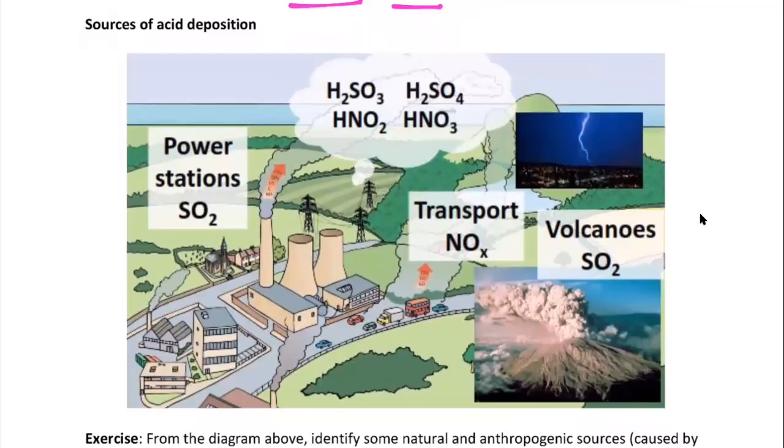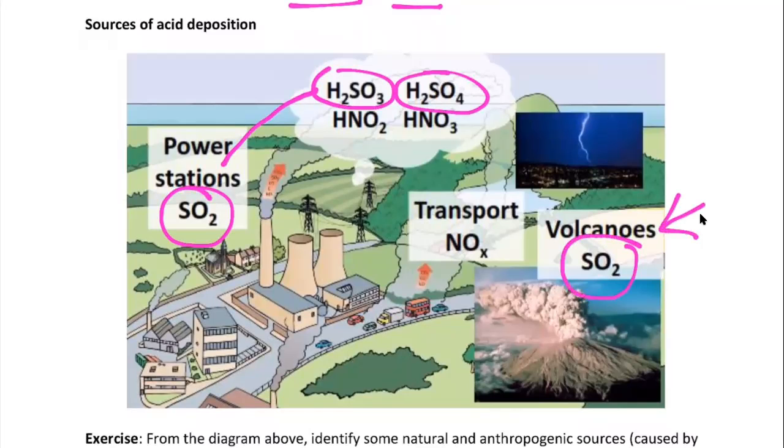Power stations that give off sulfur dioxide gas. Sulfur dioxide gas can go up in the air and it can make sulfurous and sulfuric acid. Okay, and those are the two different acids that can lower the pH of that rainwater. Naturally, sulfur dioxide can come from volcanoes. So there's a word that they like to use, and it's right down here in this question.